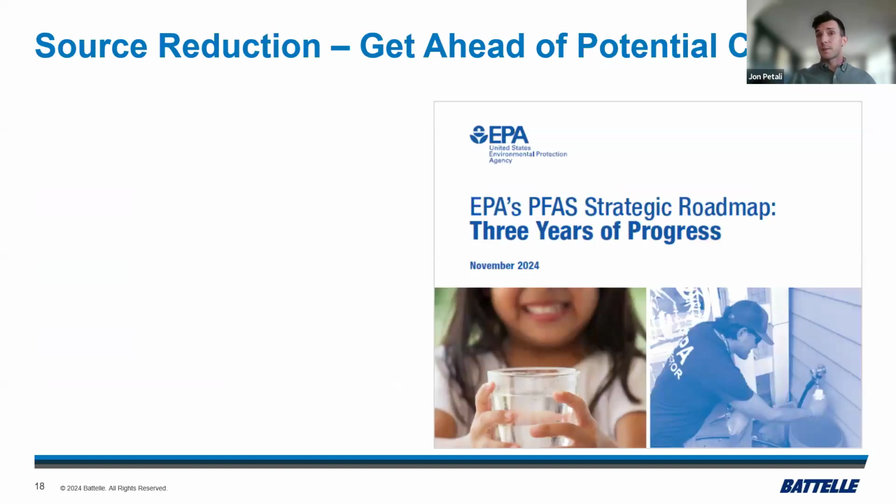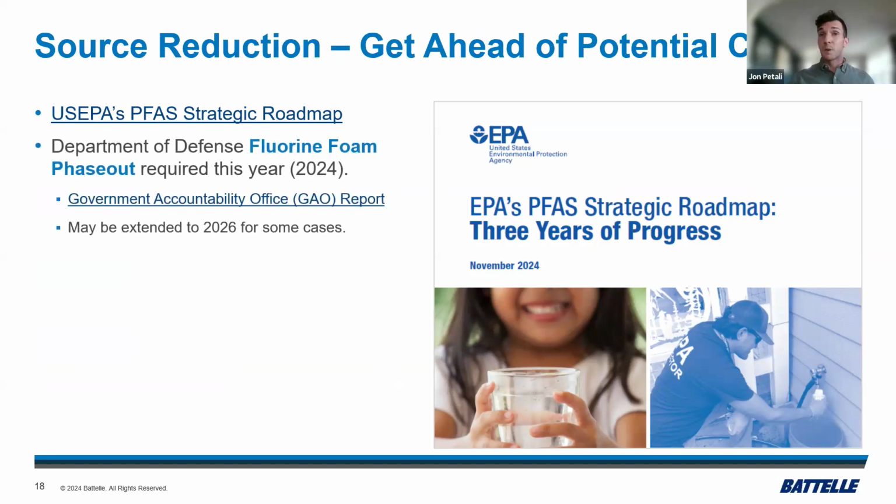Now, getting ahead of this, right? So I mentioned before, talking about source reduction alternative assessments, the US EPA has a strategic roadmap where they've outlined a lot of the activities that have been nationally focused on this issue. The Department of Defense has been working on finding an alternative to AFFF, that fluorine-containing foam. They were required to have a complete phase-out this year. There's a report from the Government Accountability Office that highlights they do have permission that if they need an extension to 2026, they can, because there is the issue of how much alternative is available.